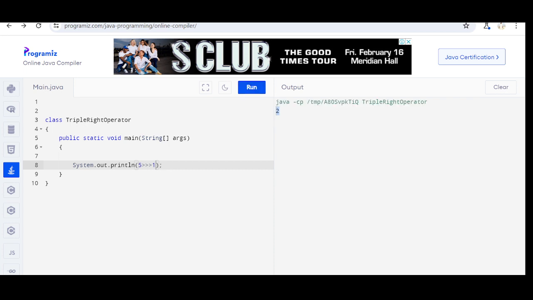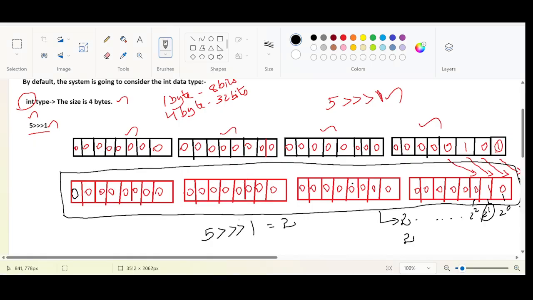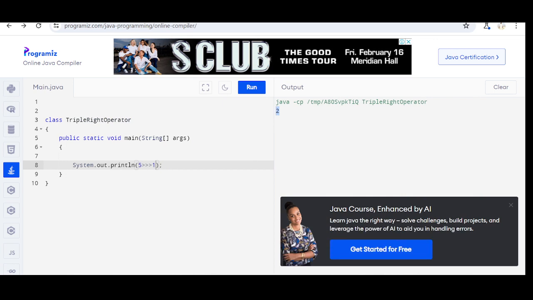Answer is 2. Why is the answer 2? This is what is happening internally. It is very much visible, anyone with eyes can say that the answer is going to be 2, because only one shift is happening. Obviously, after doing the right shift and after the actual conversion, the answer is obviously going to be 2.